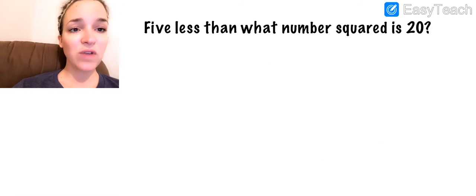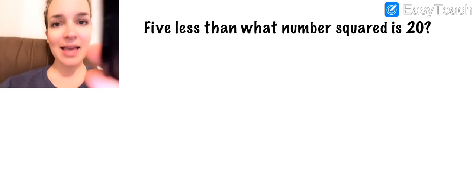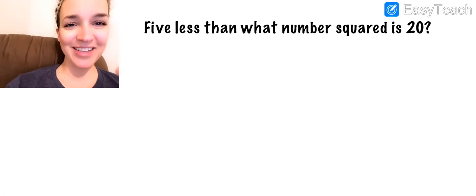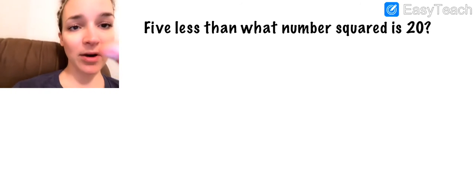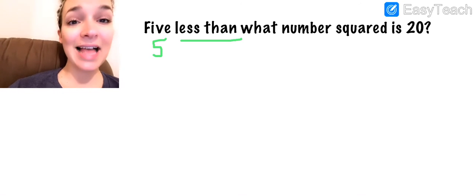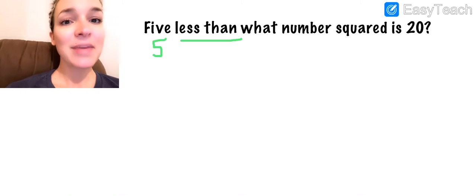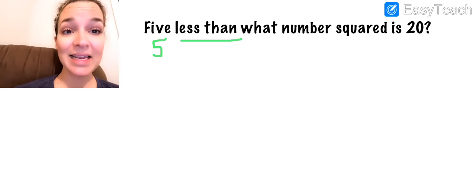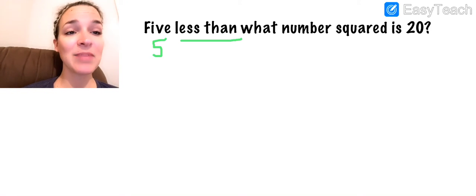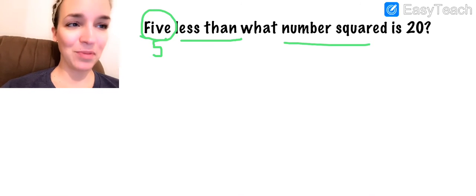Okay, so this one says 5 less than what number squared is 20? If you're thinking keywords, you are on the right track. Let's look for those keywords. So we've got 5, which is a number, right? 5 less than. Remember, less than means subtraction, but be careful with this, because does it mean 5 minus the number squared or does it mean the number squared minus 5? If you said the number squared minus 5, you would be correct.